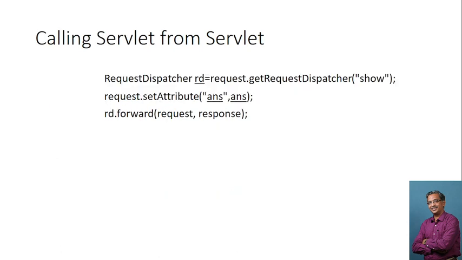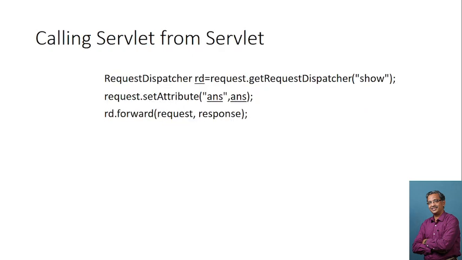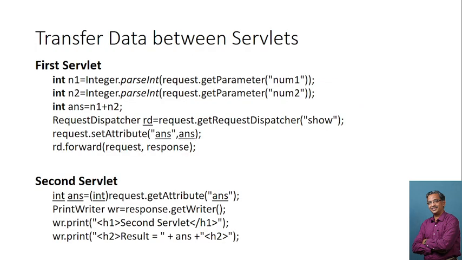Here, if you check, we are using the wr object to print "addition is", so it will display simple text. But if you want to display it like a website, then we can do that with the help of the PrintWriter object. In the PrintWriter object we can use HTML tags. Check here: h1 "servlet, second servlet", end of the h1 tag, and then "result is" with the answer. In h2 we are displaying the result.